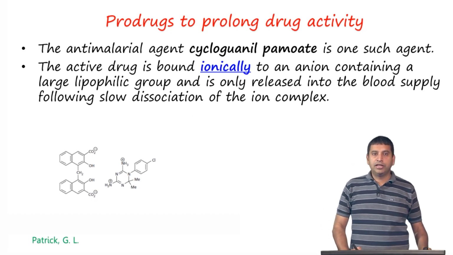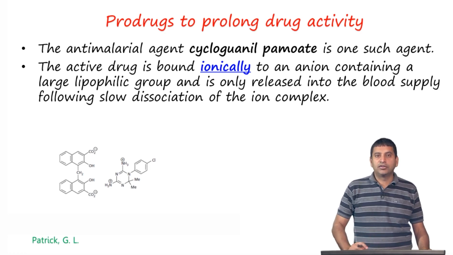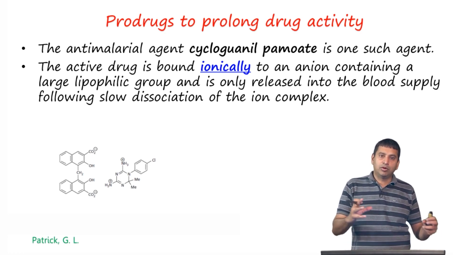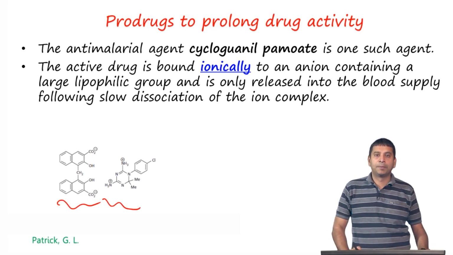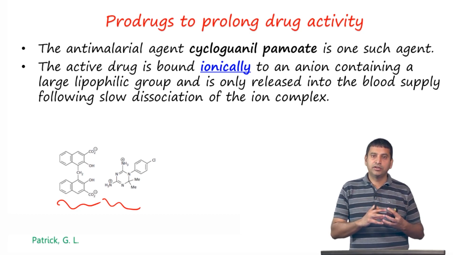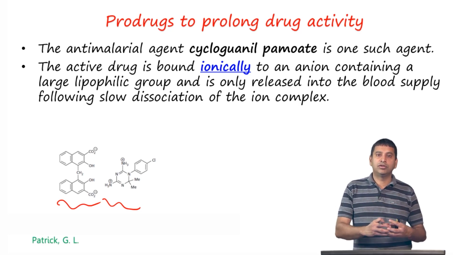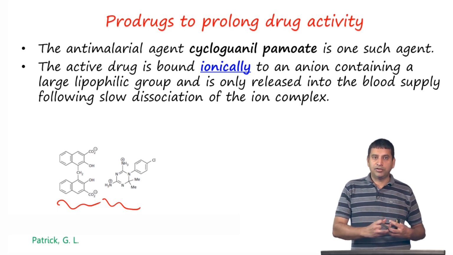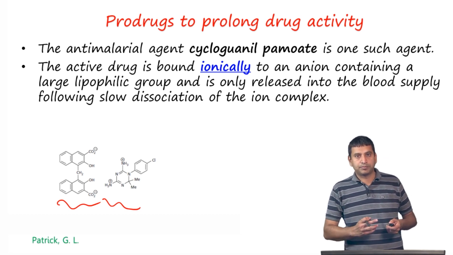The example here that we are going to look at is the anti-malarial drug cycloguanil. This compound is associated with this bis carboxylate shown here, and this forms an ionic interaction. This ionic interaction with a large lipophilic group results in a very slow dissociation of the molecule into the bloodstream. And so, you can regulate the amount of drug that is released into the bloodstream.